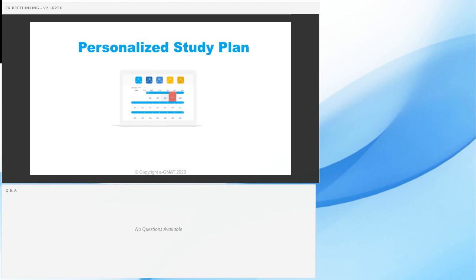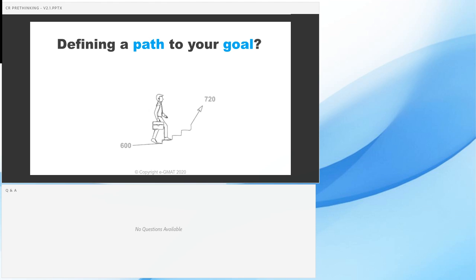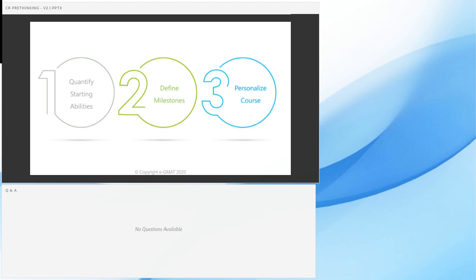And I'm going to give you a glimpse of how personalization happens in this learning architecture through just one aspect of it, which is building your own personalized study plan. Essentially, if you want to build a study plan where you want to go from a 600 to a 720, we're going to really talk about how you go about doing that.